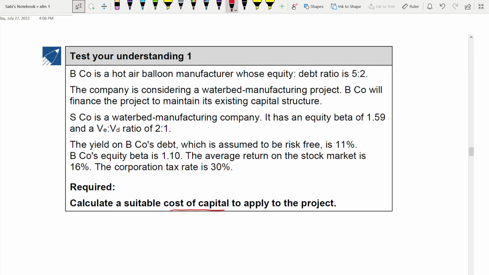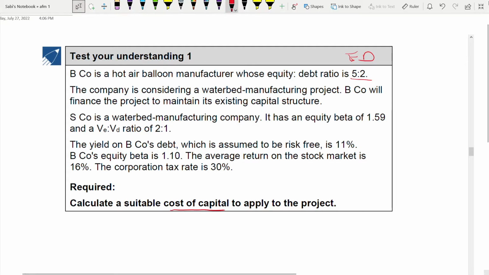So let's see. B company is a hot air balloon manufacturer whose equity to debt ratio is 5:2. Focus on the numbers more than the information. 5 is equity, 2 is debt, or you can write E:D. The company is considering a waterbed manufacturing project. B company will finance the project to maintain its existing capital structure. S company is a waterbed manufacturing company.